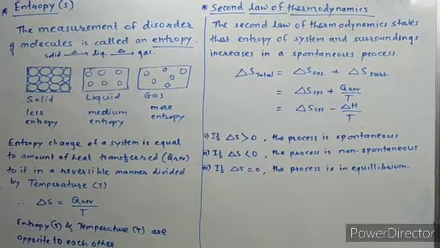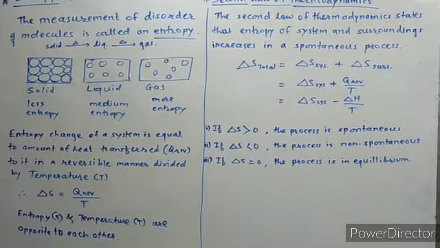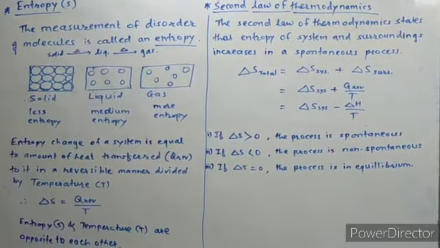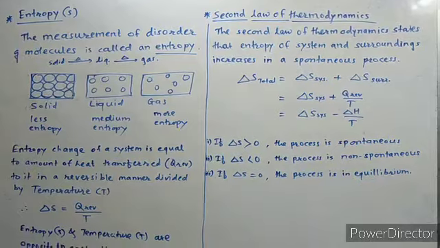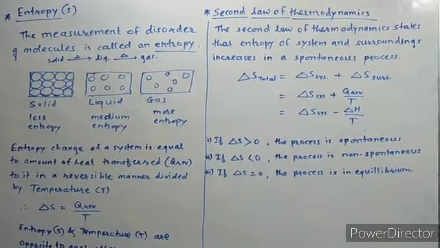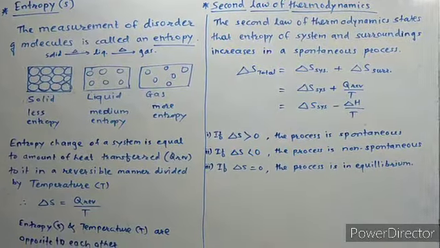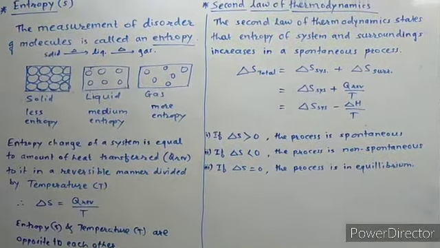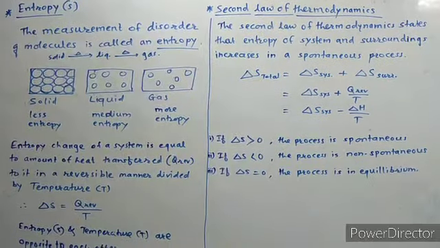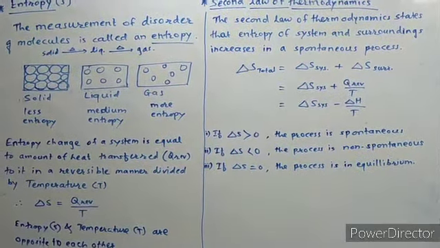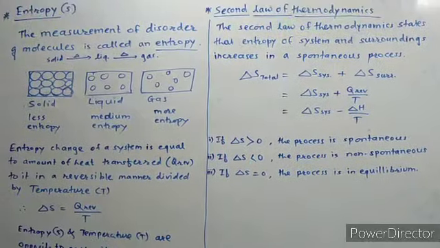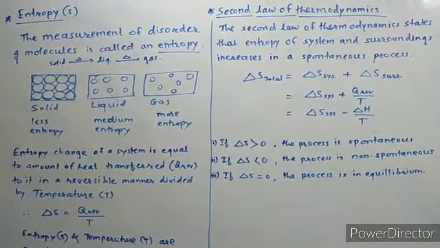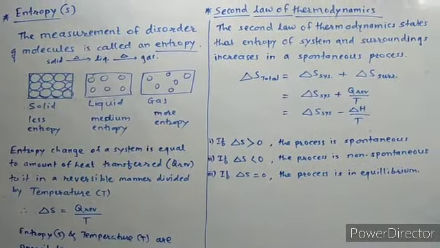Now see that delta S total is equal to delta S of system plus delta S of surroundings. So delta S of system plus delta S surroundings, heat transferred, so QR divided by T. So it is also equal to delta S minus delta H upon T. Now depending upon the change in entropy, we can find out whether the process is spontaneous, non-spontaneous, or in equilibrium.